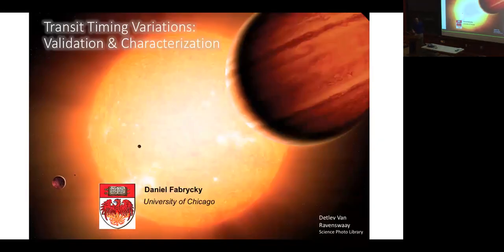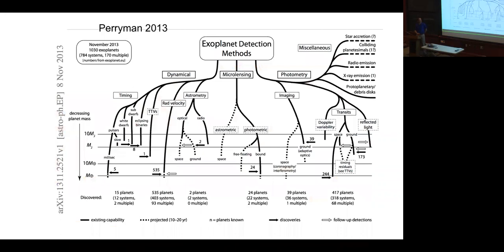So I will focus on validation and characterization, which is the strength of TTVs, transit timing variations. This is a plot that shows us all the variety of different detection techniques and tries to categorize them. You have the dynamical branch, the microlensing branch, and photometry branch, and then just miscellany.